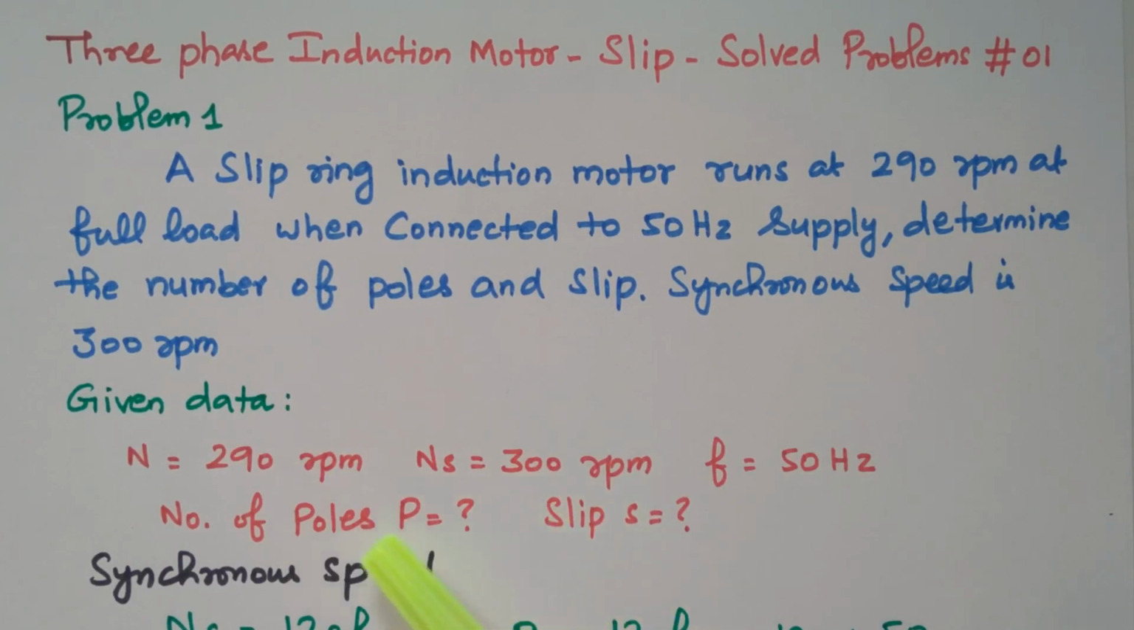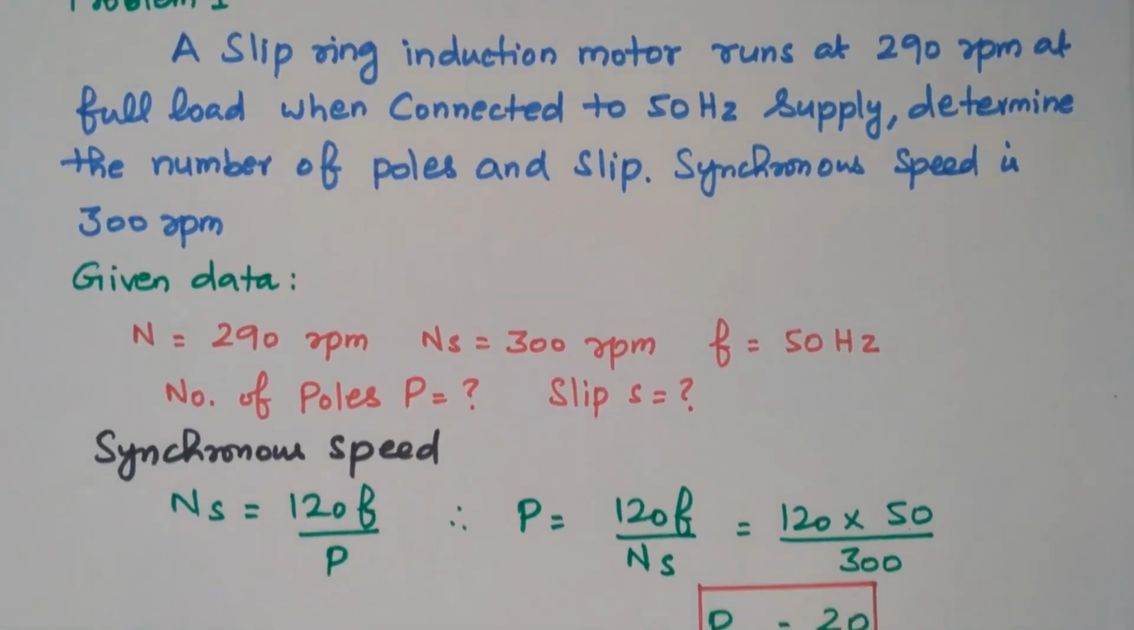So first we will analyze the data. The synchronous speed is given as 300 rpm. But the motor rotates at 290 rpm at full load. The frequency is 50 Hz. We need to find the number of poles and slip of the induction motor.